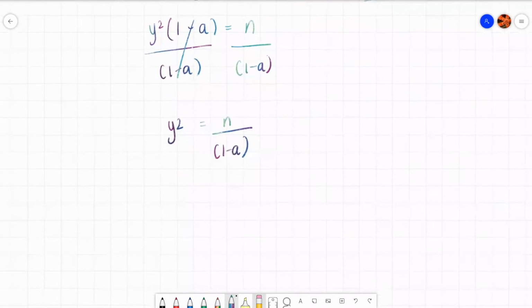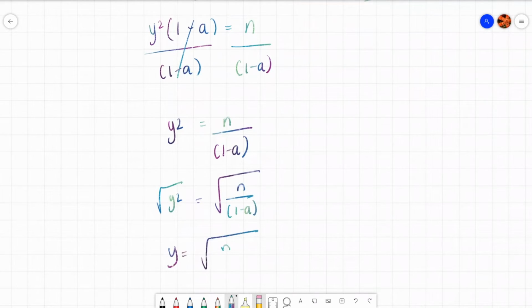Right, a problem here. I've got y squared. How do you get rid of a squared? Well, you square root. So square root y squared and square root that. Well, if I square root y squared, it just becomes y equals the square root of n over 1 minus a. And there we are. We've answered that question.